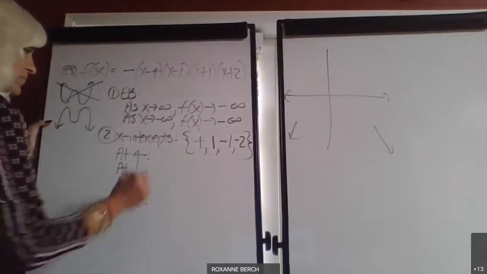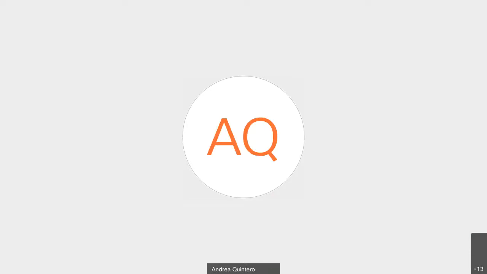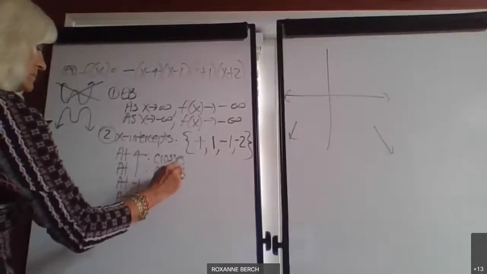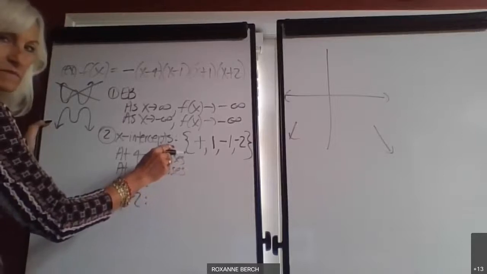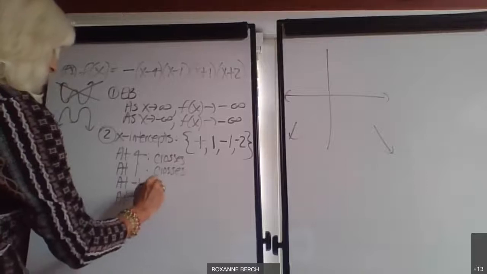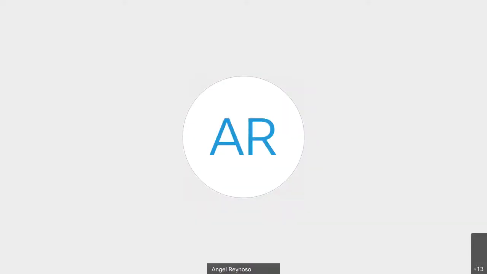It crosses. Yep. What's happening at 1? Crosses. Yep. So it's crossing at all these, right?